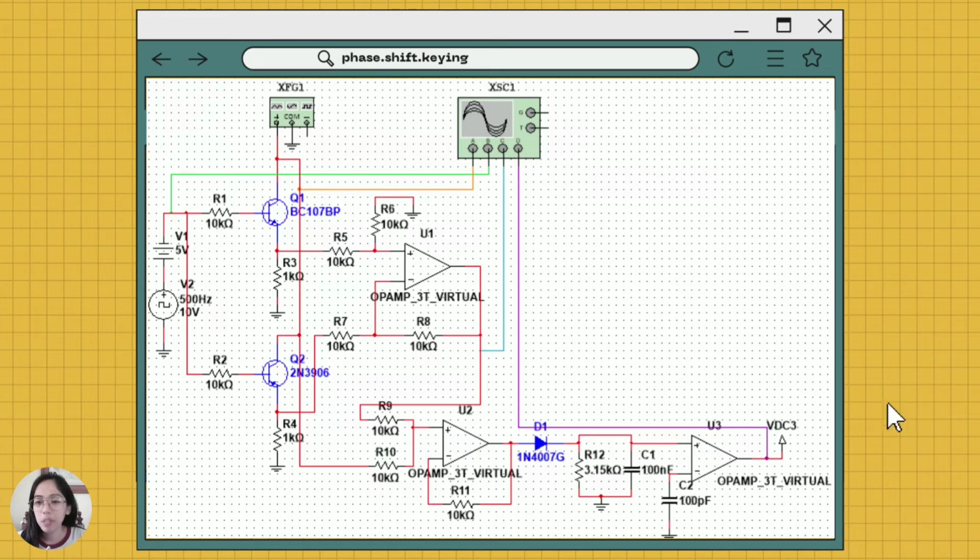I used NPN and PNP transistors and a 3-terminal operational amplifier. The output of the modulator circuit will provide PSK based on the circuit. The amplitude and width of the modulated signal remain constant, while the phase shifts from high to low, or binary bit 1 to 0 and vice versa. The modulator in this circuit uses an operational amplifier to create the sinusoidal modulating signal.